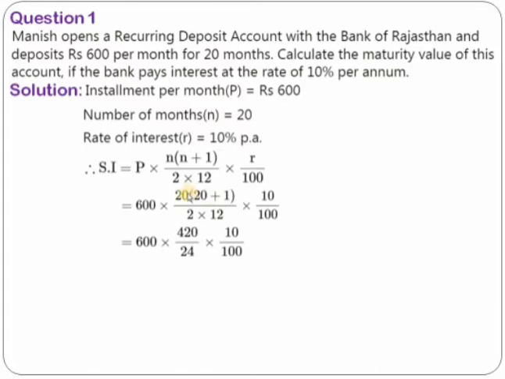You get 20 into 21 will be 420. 2 into 12 is 24. And we get this. So do the cancellation and check. You should get your interest to be 1050. It's very easy. You can do the cancellation and check whether you get this much or not. So we got the simple interest, isn't it?